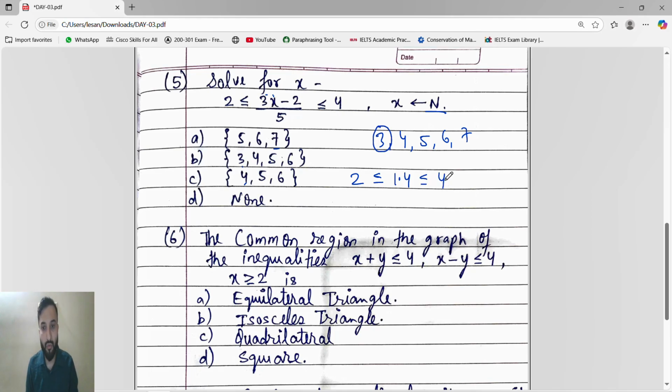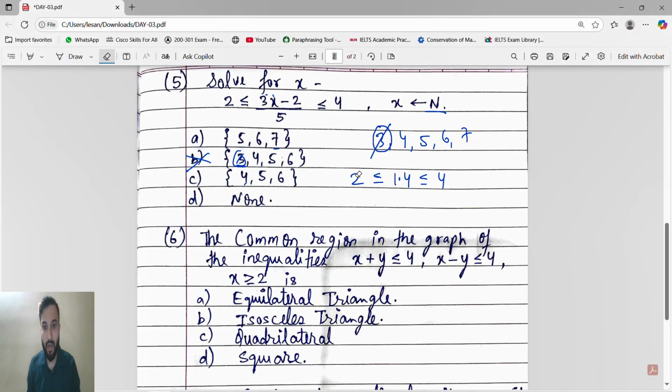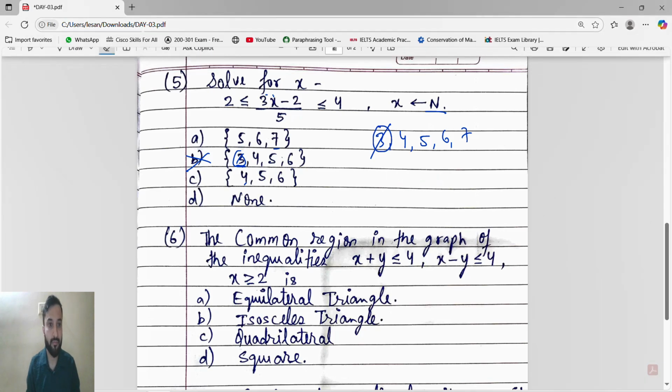Now 4 is greater than 1.4, so that satisfies. But is 1.4 greater than or equal to 2? No. So 3 is not satisfying. Where is 3? 3 is here. So 3 is not satisfying, which means this whole option will not satisfy, because this option takes 3. So this option is eliminated.